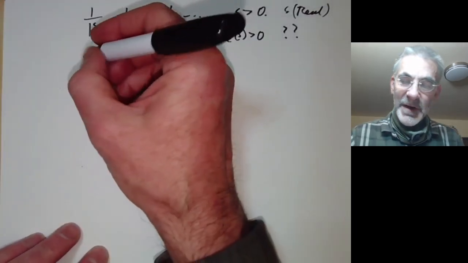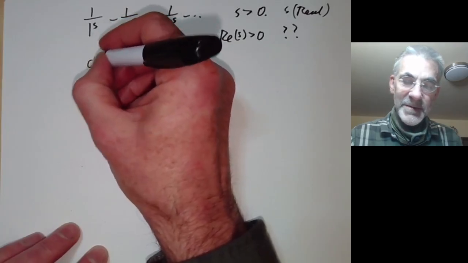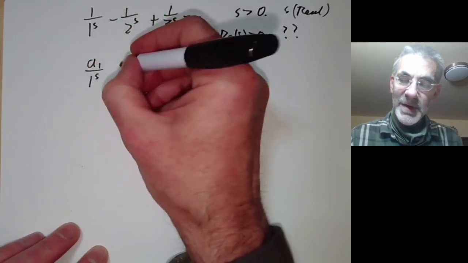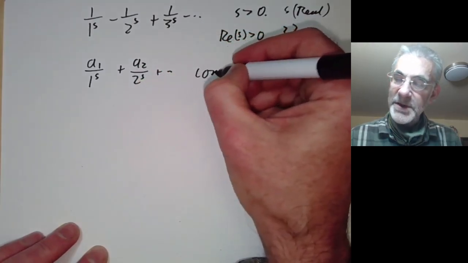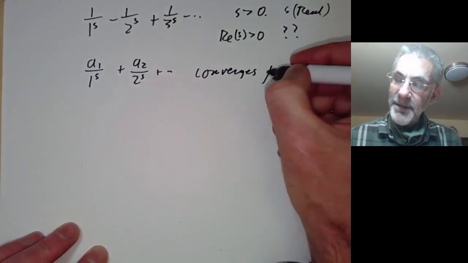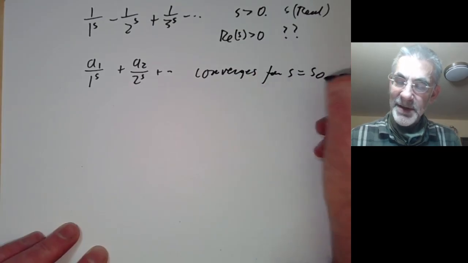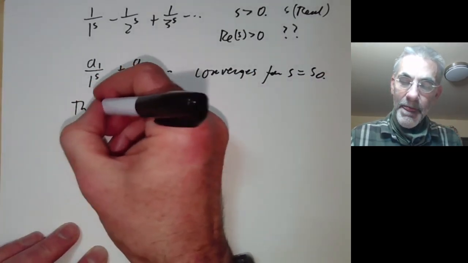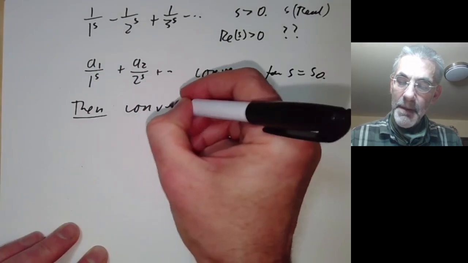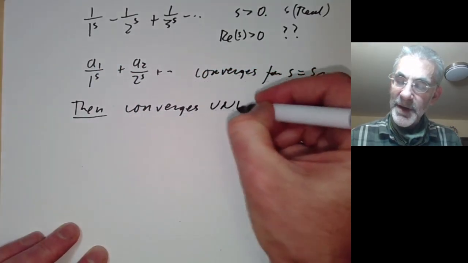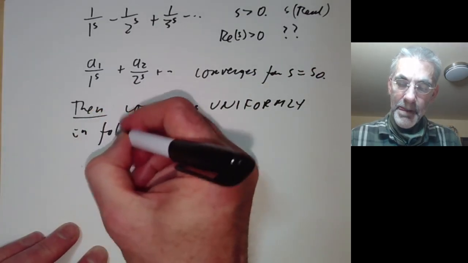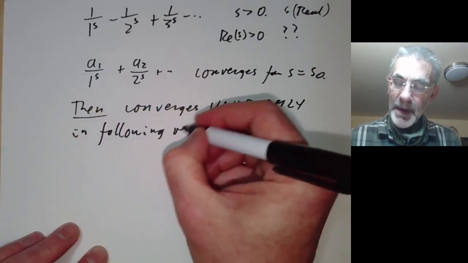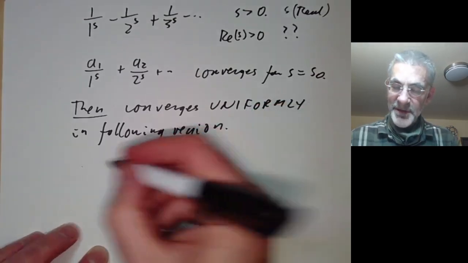So we're going to show the following general result. Suppose a1 over 1 to the s plus a2 over 2 to the s, and so on, converges for s equals s0. Then it converges uniformly in the following region. And it's easiest to draw a picture of the region.